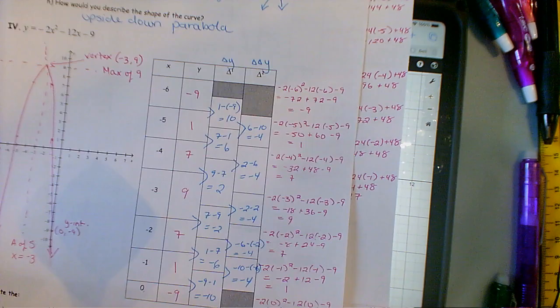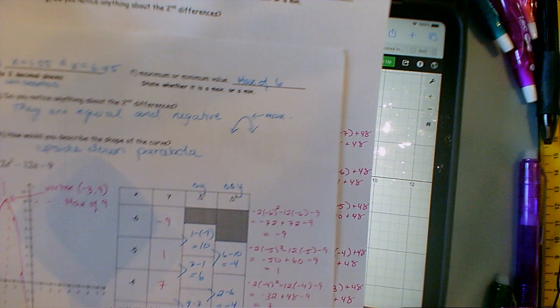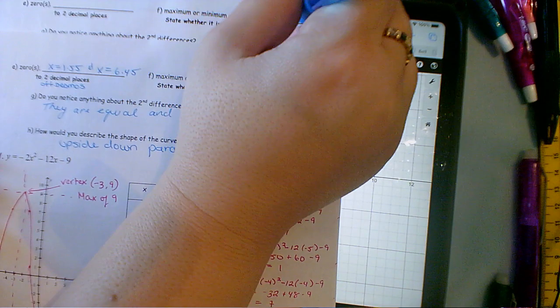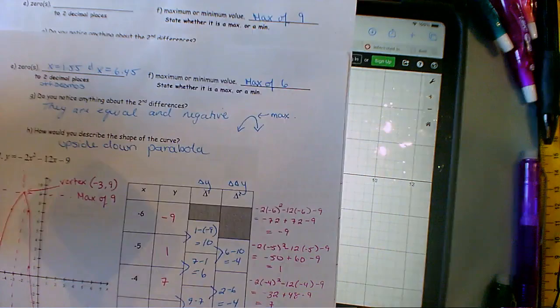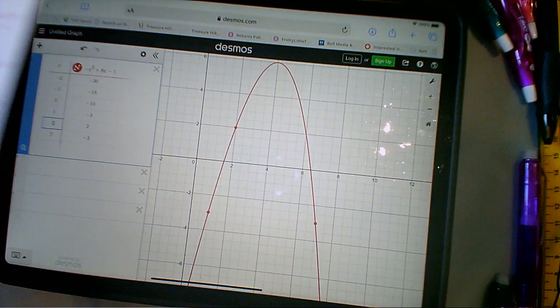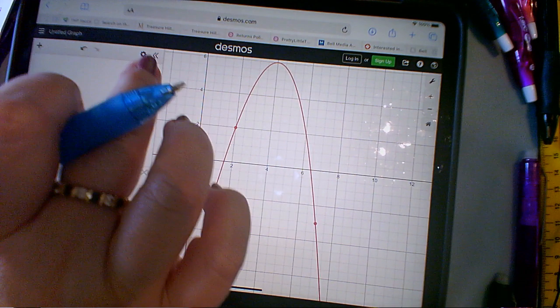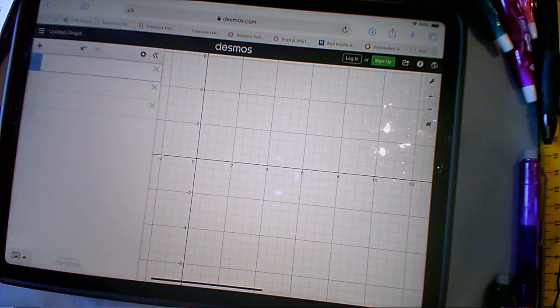x-intercepts, I have to get them off the computer to 2 decimal places, and then the max, we had a maximum of none. All right, so let's type this guy in. So back to here. I'm going to go back, so I just X that one. I don't want that graph anymore. I'm done with him. So now let's enter a new graph.